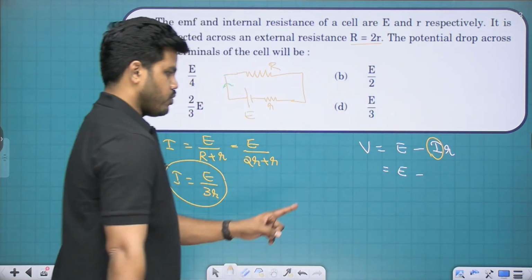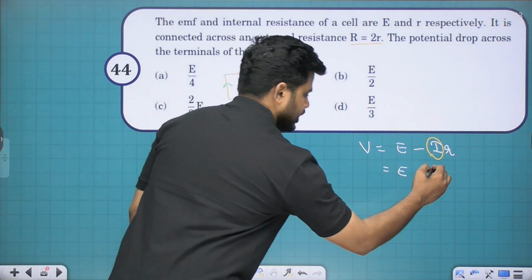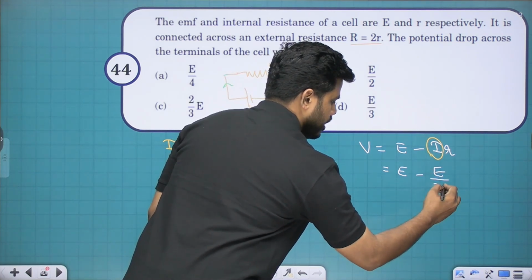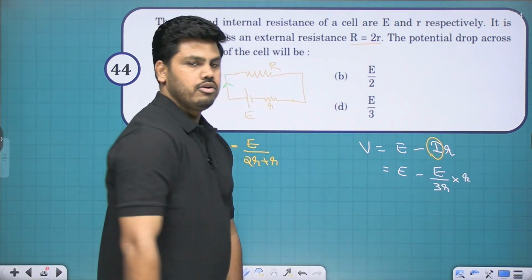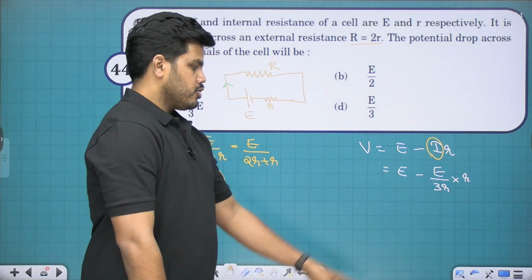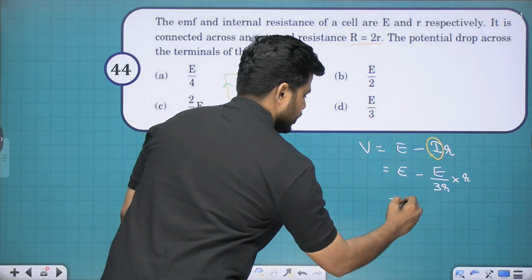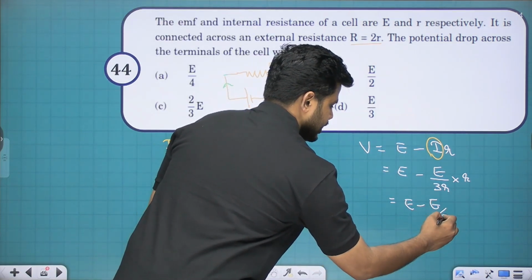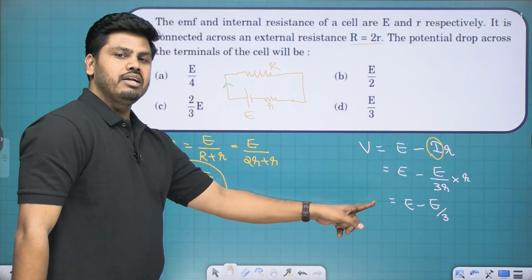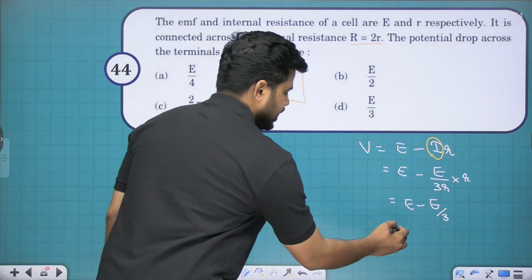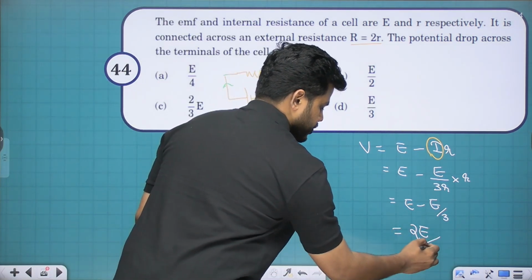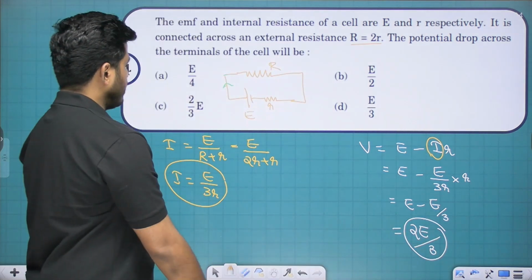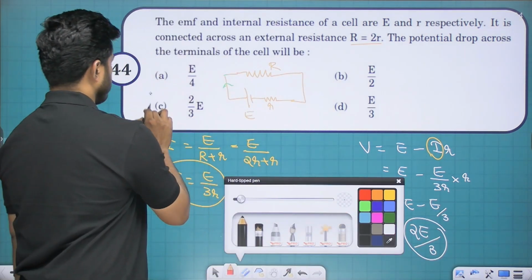E minus, what is I? E by 3R. E by 3R into 1R also there, because it is I into R. So R gets cancelled. What will you get? E minus E by 3. So 3E minus E is going to be 2E. 2E divided by 3 is the correct answer, right? 2E divided by 3 is one of the given options, which was C.